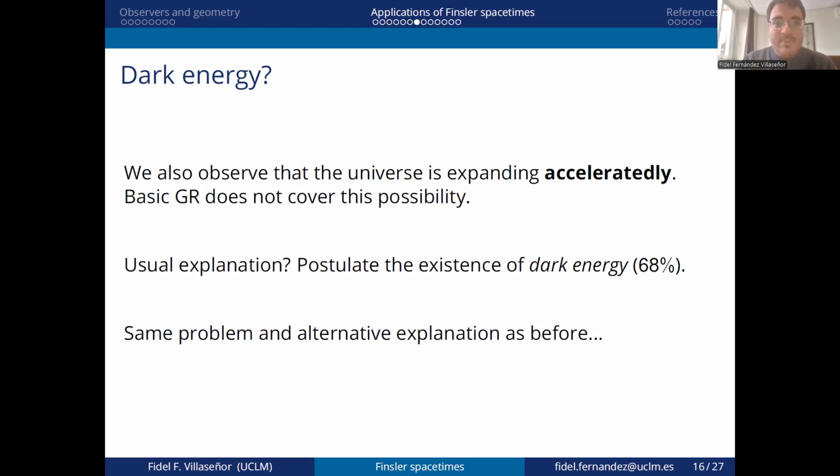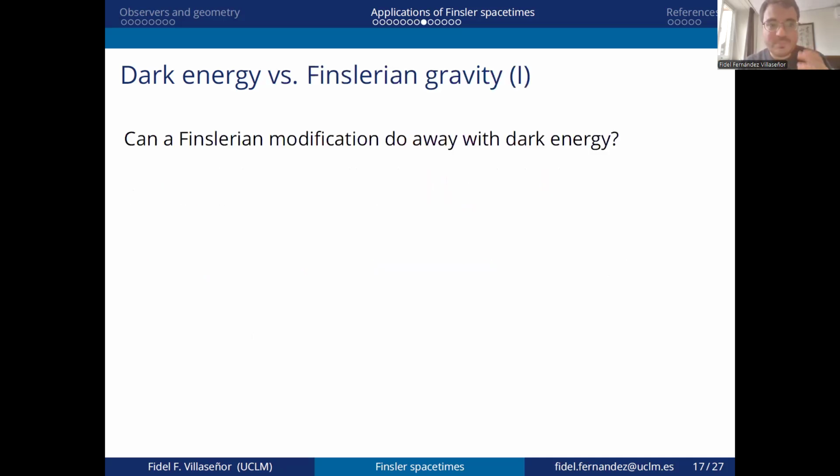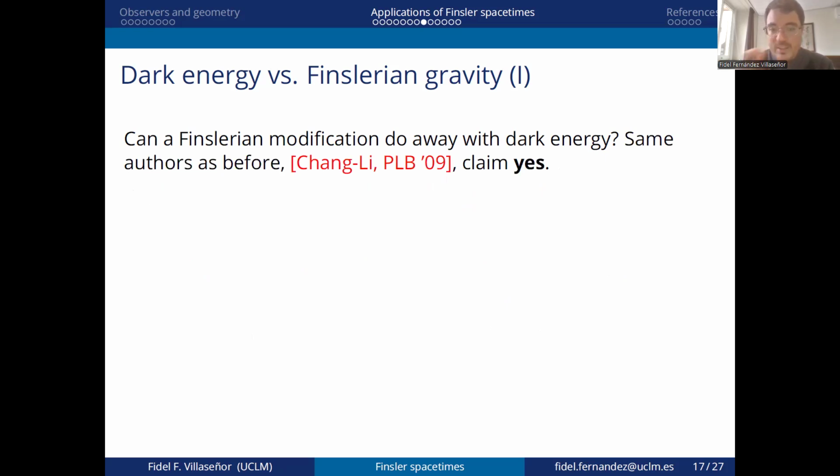Again, the same problem. This may be seen to be quite unsatisfactory philosophically. Again, the same alternative explanation as before: maybe there is no such dark energy, and maybe we just do not understand the laws of gravity well. So can we approach the problem with Finsler geometry? In other words, can a Finslerian modification of relativity do away with the need for dark energy? Well, for example, the same authors as before claim that this is possible in one paper, but here in this problem we have even more approaches.